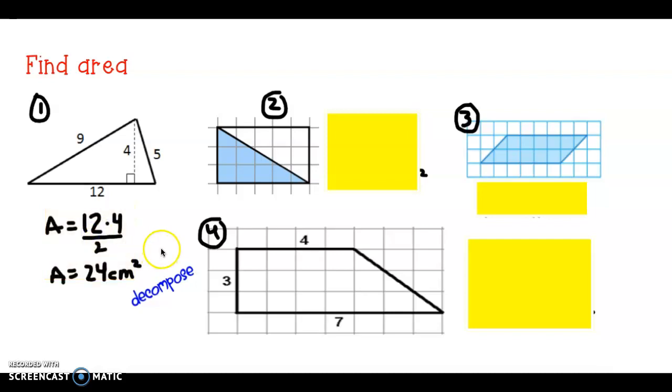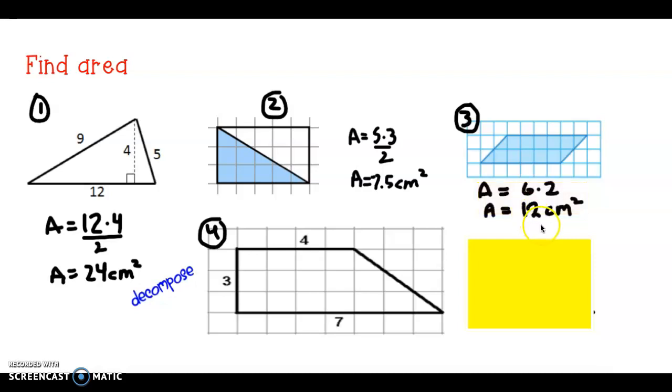So here is the first one, 12 times 4 divided by 2. The trick here is just don't get confused and use 5 or 9. You don't need those numbers to find area. This one, 5 times 3 divided by 2, or 7.5 centimeters squared. Here's a parallelogram, so it's just base times height, 6 times 2.